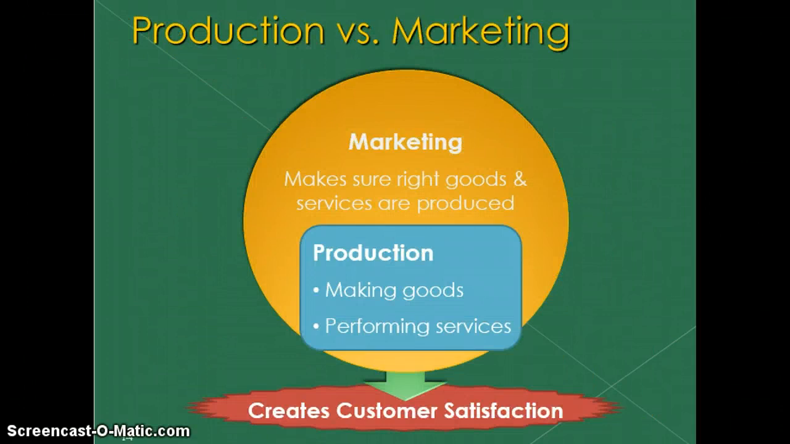Production versus marketing. Production is simply making goods or performing services. Since most products don't just sell themselves, that's where marketing comes in. Marketing makes sure that the right goods and services are produced, and also creates customer satisfaction. Customer satisfaction is simply the extent to which an organization fulfills the customer's needs, wants, desires, and expectations. You have to make sure that they are satisfied with the product, and satisfied with the help after the purchase as well.